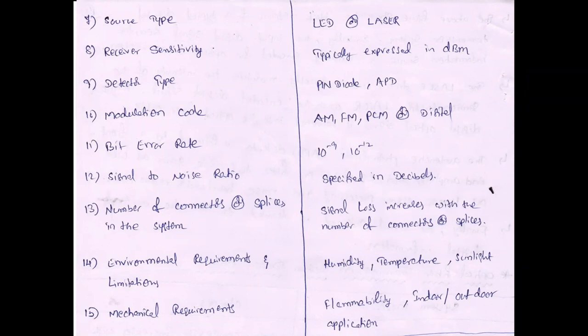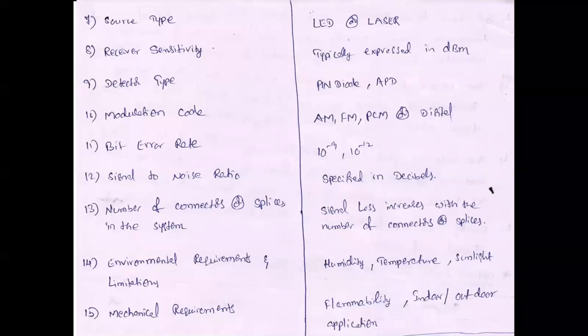And next is the number of connectors or splices in the system. What is a connector or splice? It is used to connect optical fiber cables, which we already discussed in the first unit. Whenever the number of connectors or splices increases, noise and losses automatically increase. That's why we have to maintain very few connectors.